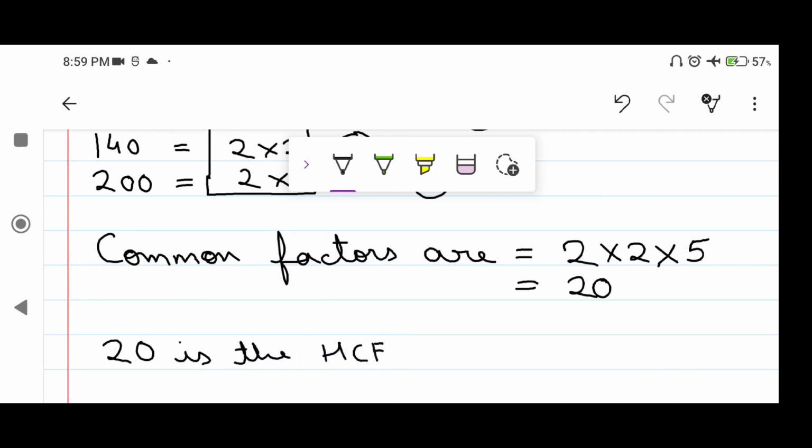of 120, 140 and 200. I hope you all have understood how HCF can be found with the help of prime factorization method.